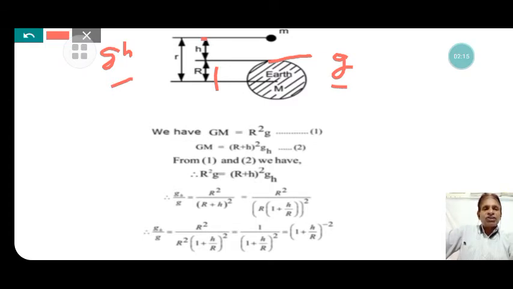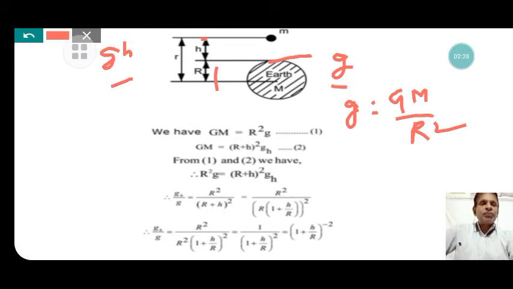Now the first equation shows that g is equal to G M by R square. It is the basic expression, where R is the radius of the earth. Now we have to compare g and g_h in this slide.